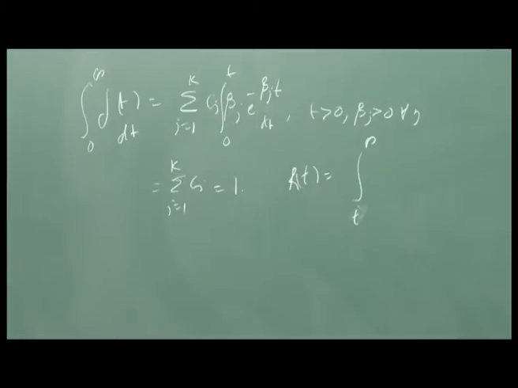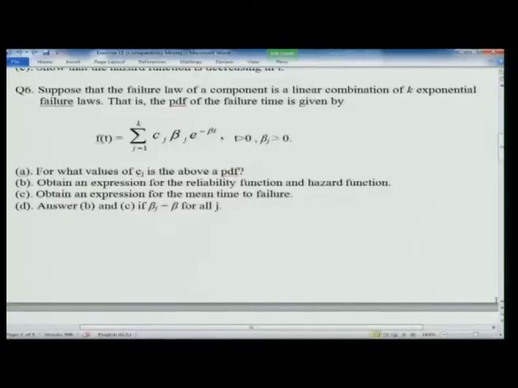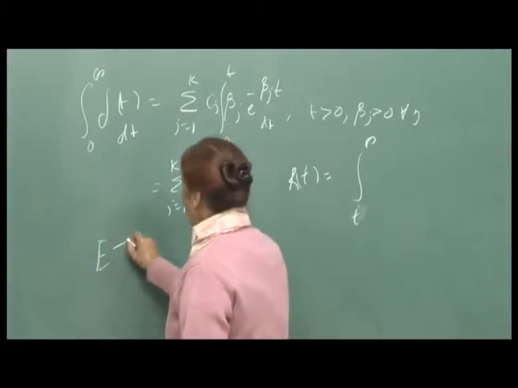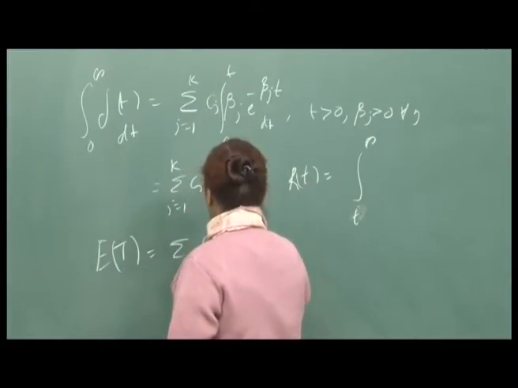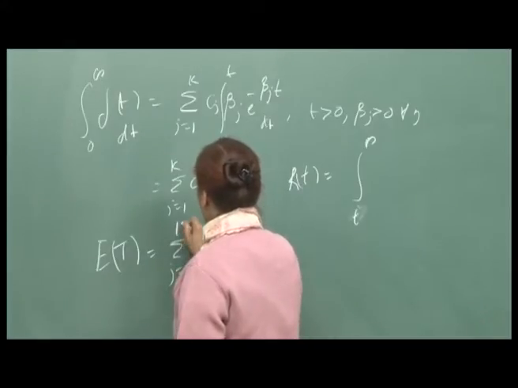So, straightforward. Then answer B and C if beta j is equal to beta for all j, and of course, obtain an expression for the mean time to failure. The mean time to failure, for each of them it is 1 by beta j. So, it will be a summation, that means your E t will be summation C j by beta j, j varying from 1 to k.